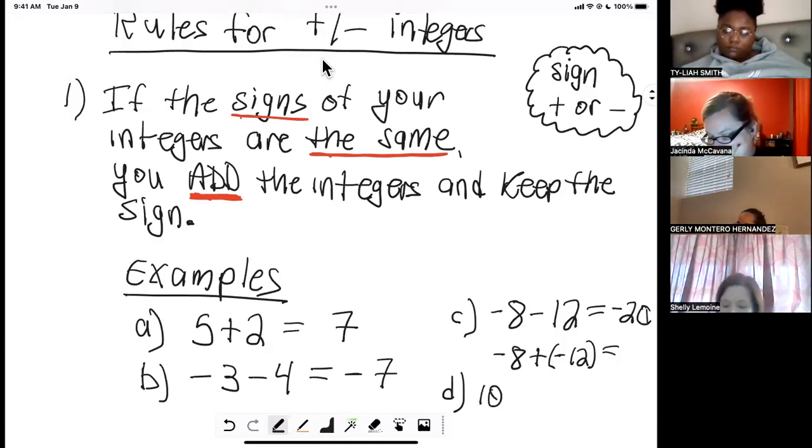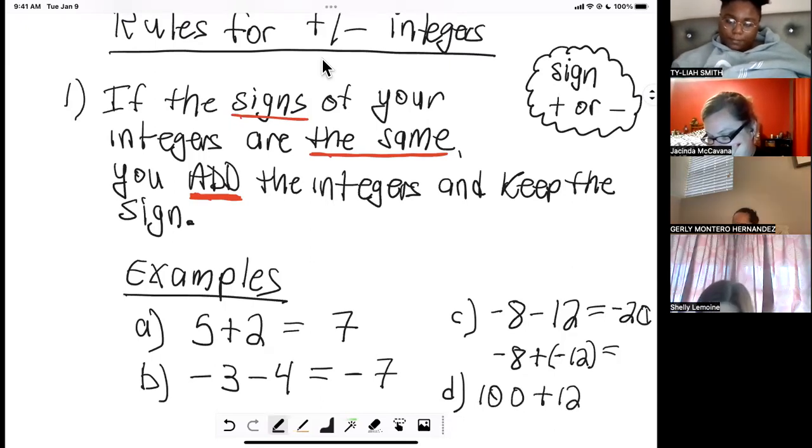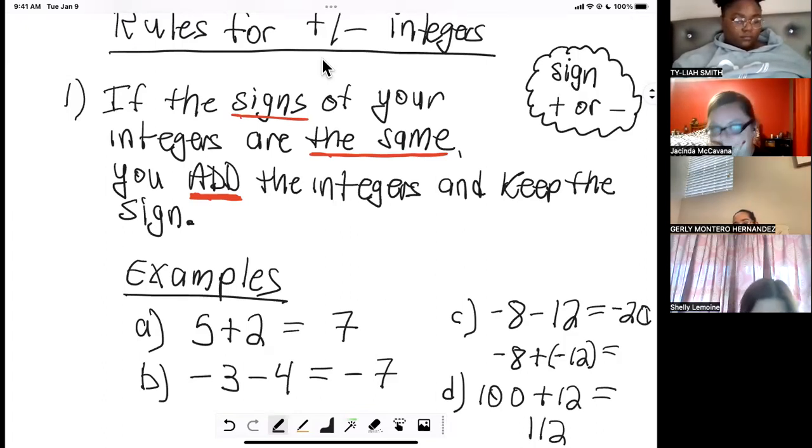D, 100 plus 12. Well, they're both positive, so I'm going to add them. 100 plus 12 is 112, but they're positive, so I'm going to keep the sign. We don't put a plus in front of 12, so it's just 112. So if the signs are the same, you add them and keep the sign.